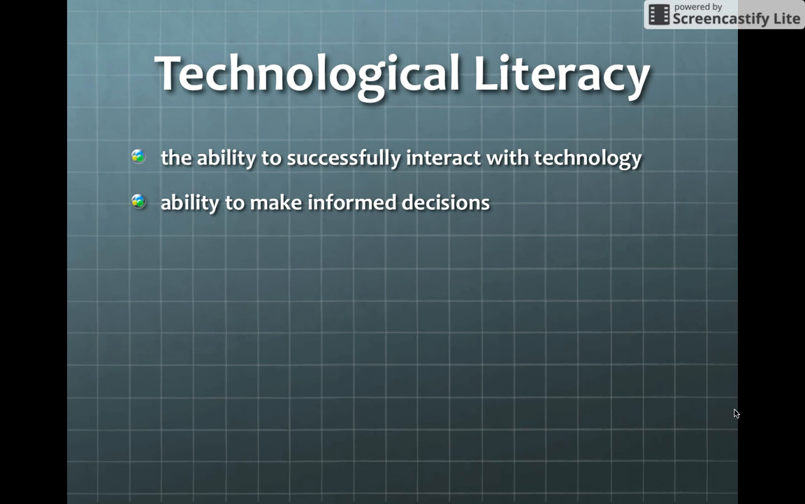You're able to successfully turn on a desktop, log in, utilize the internet. But you're also able to make informed decisions about that technology. So your laptop dies, you run out of battery. You don't just throw it away because you don't know what to do with it. You know exactly what to do. You find your charger, you plug it in, and you charge your battery.